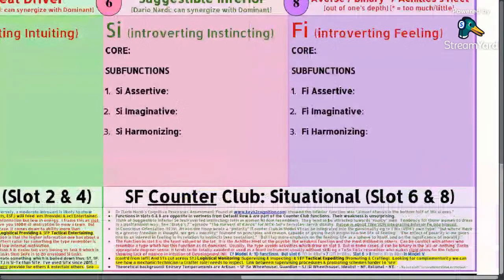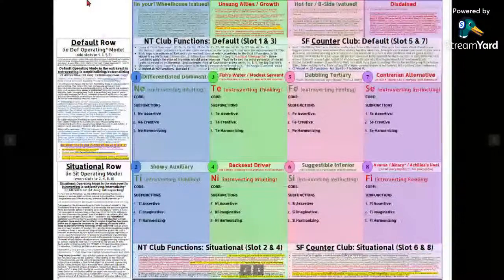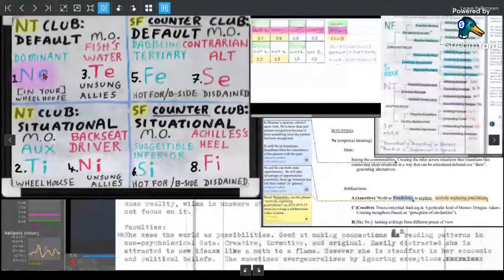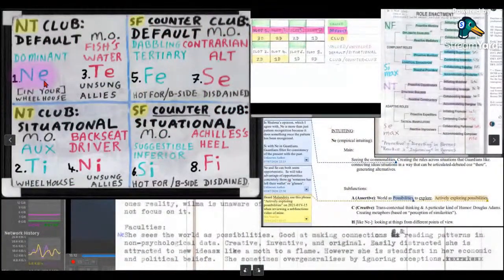Right, so now let's get back on track. So we're talking about NE. We now know it's a default function. We also know it's the lead function. So it's a default function and it's valued. ENTPs like to do NE stuff. In fact, they like to do NE stuff more than TE stuff and FE stuff and SE stuff. Although frequently a lot of NE stuff involves SE stuff.